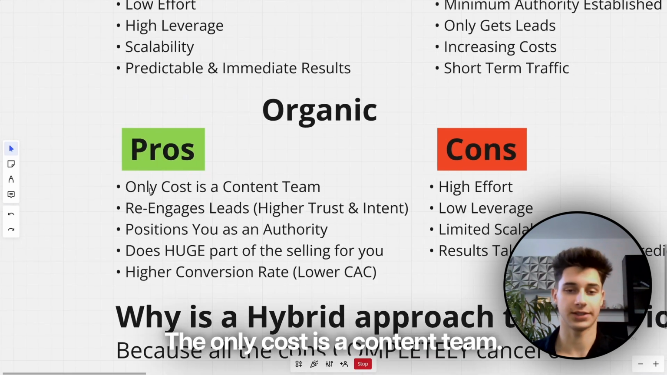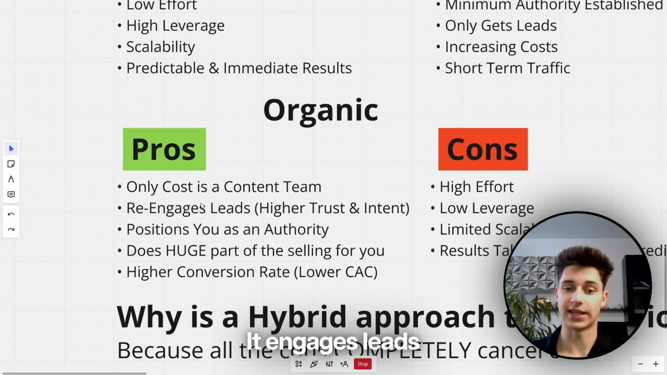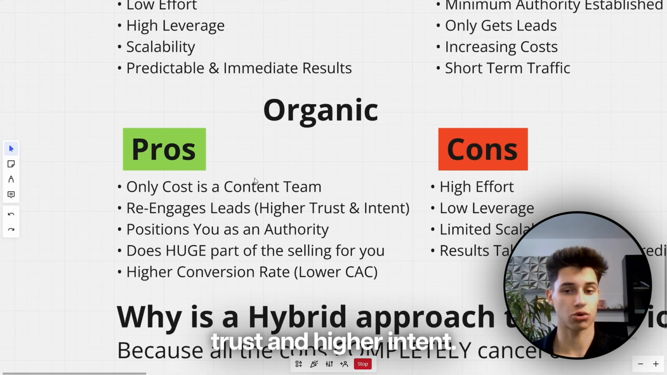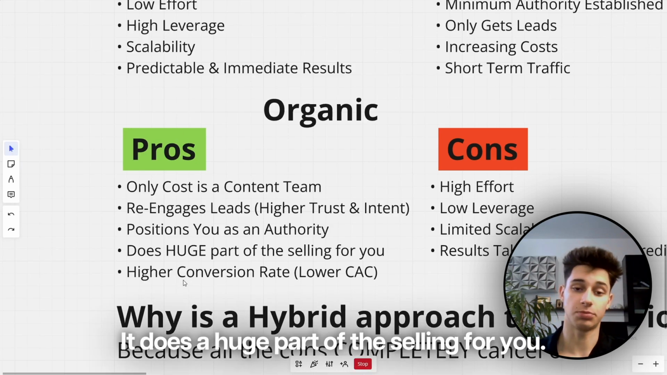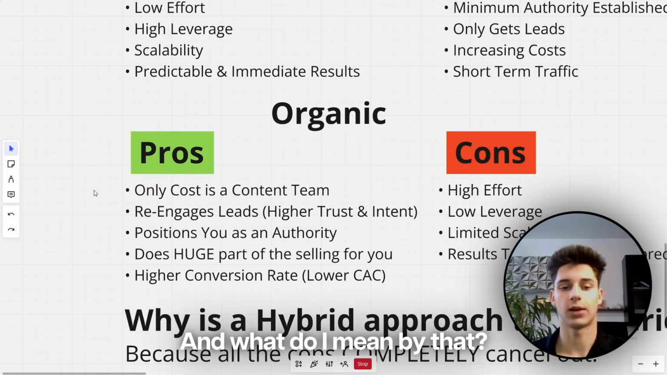Now, let me show you the pros and cons of organic. The only cost is a content team. It re-engages leads, which will make them higher trust and higher intent. It positions you as an authority. It does a huge part of the selling for you. And what do I mean by that?